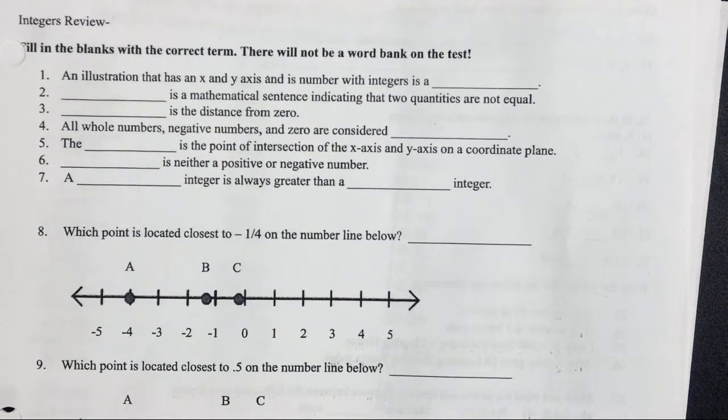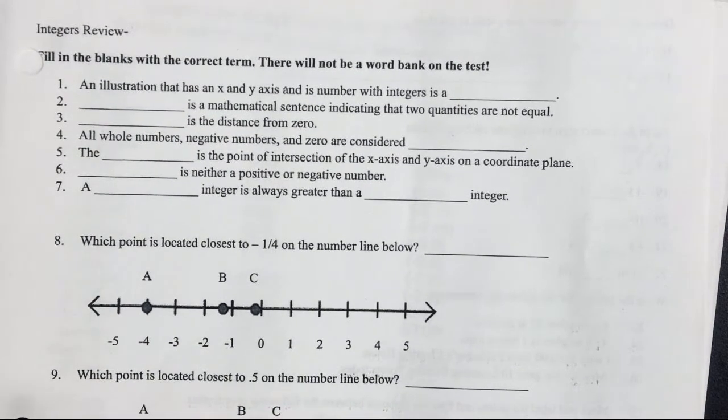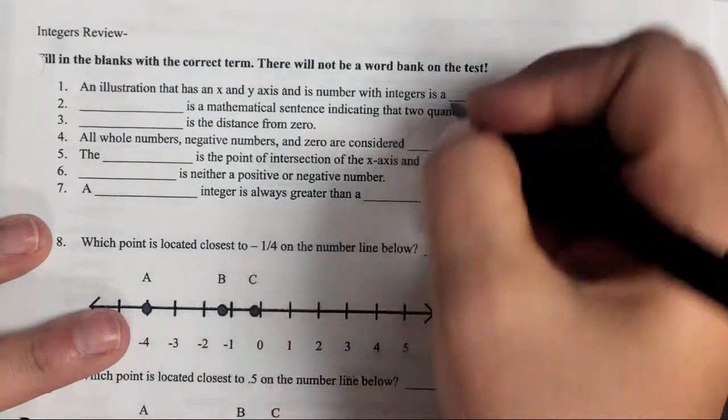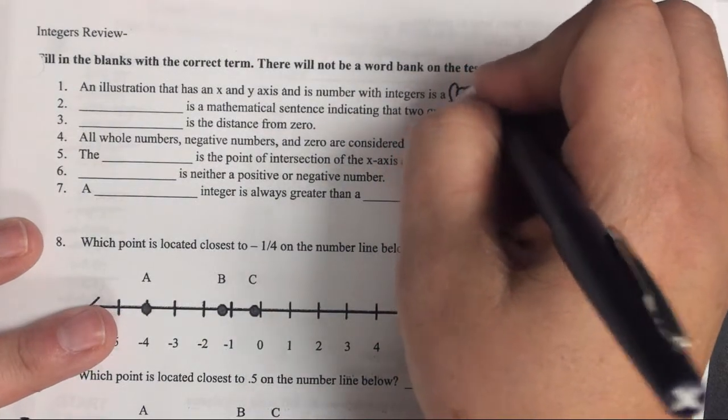All right, so again, there will be vocab on your test tomorrow. You won't have a word bank, but I will make sure our words are on the word wall, okay? All right, so the first one, an illustration that has an X and Y axis and is numbered with integers. Very good. Coordinate plane.